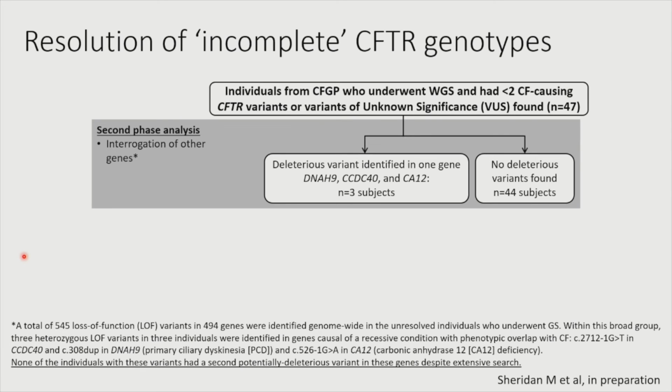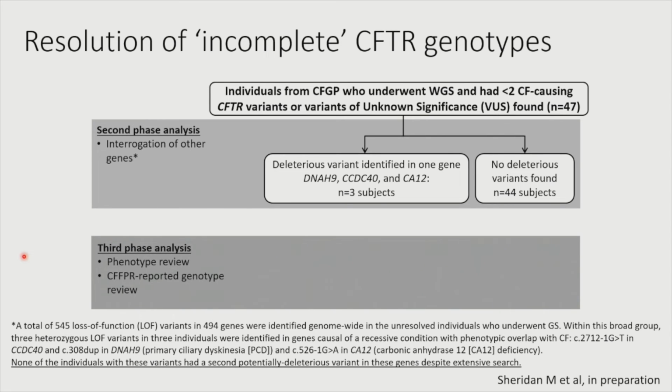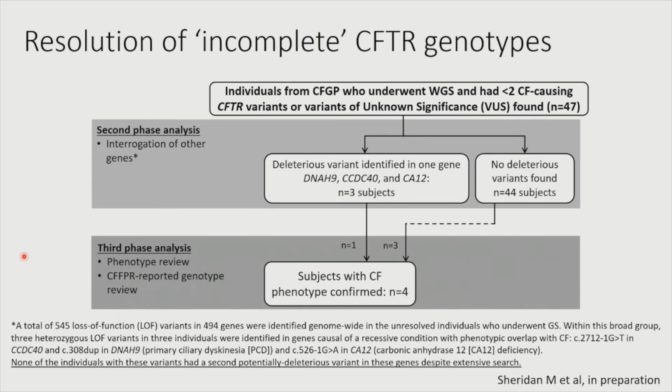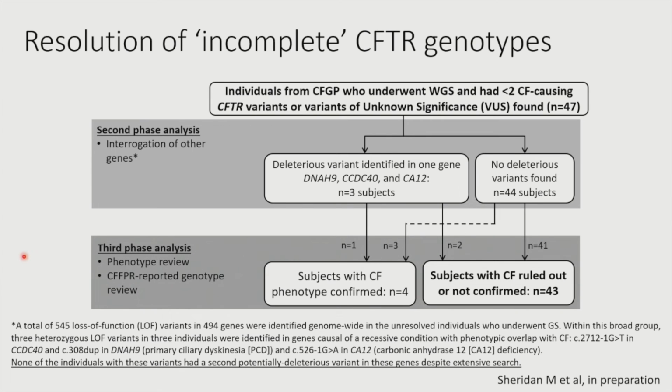No deleterious variants were found in 44 subjects. And so we thought, well, what is going on? Let's go back to the phenotype. We did a phenotype review and discovered, after looking at these in detail, that these people were recruited as part of a modifier study for cystic fibrosis, so we assumed they had CF. But you have to be careful when you assume things, because when you look back, you find that for 43 of them we really couldn't confirm the diagnosis.